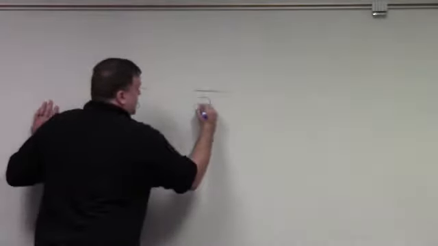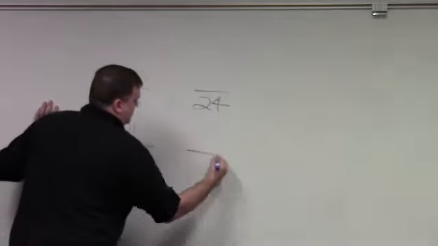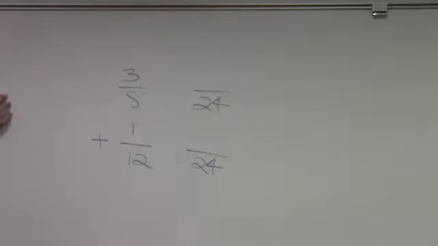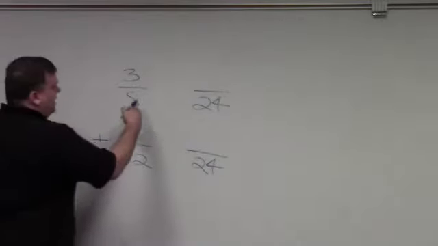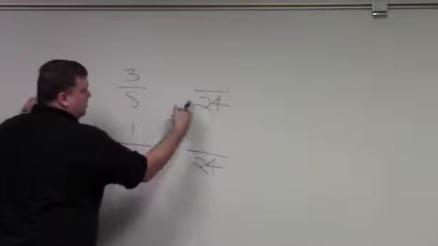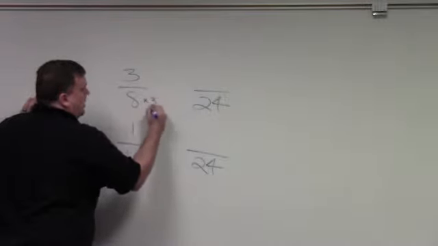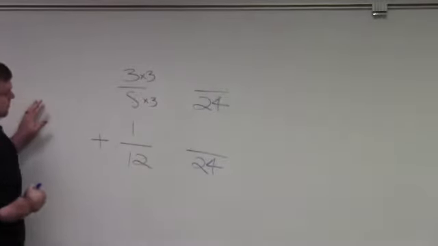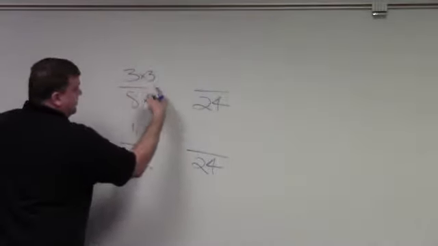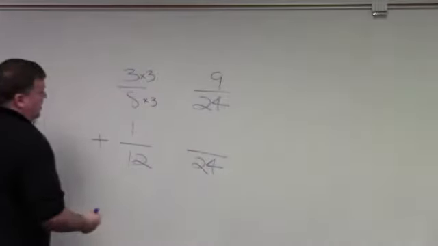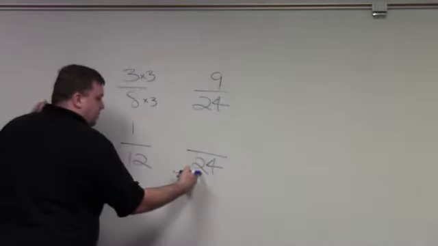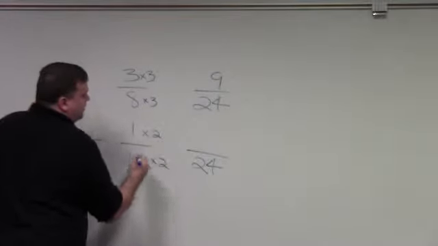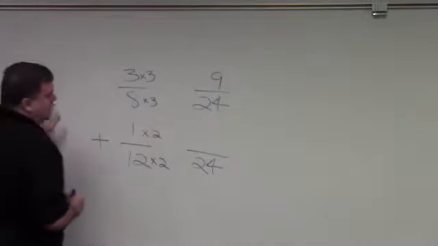So we need to get both of our denominators to be 24. Well, 8 times what gives me 24? 3. And what I do to the denominator, I have to do to the numerator. So what's 3 times 3? 9. Well, 12 times what gives me 24? 2. So I have to do the same thing to the numerator. So 1 times 2 is 2.